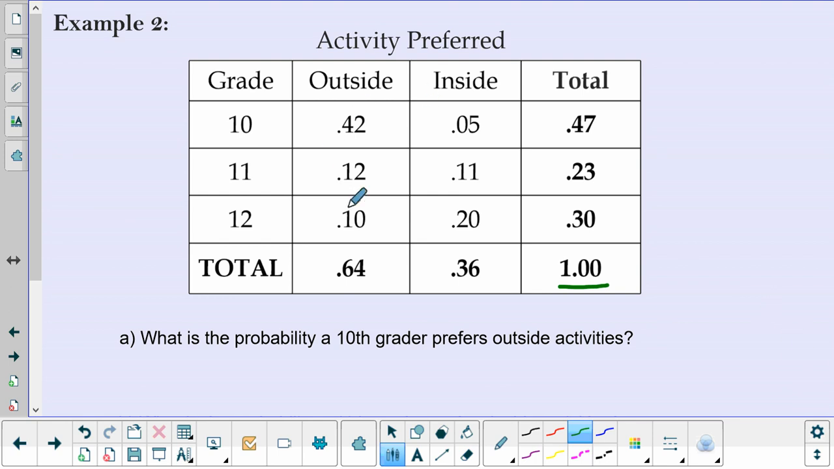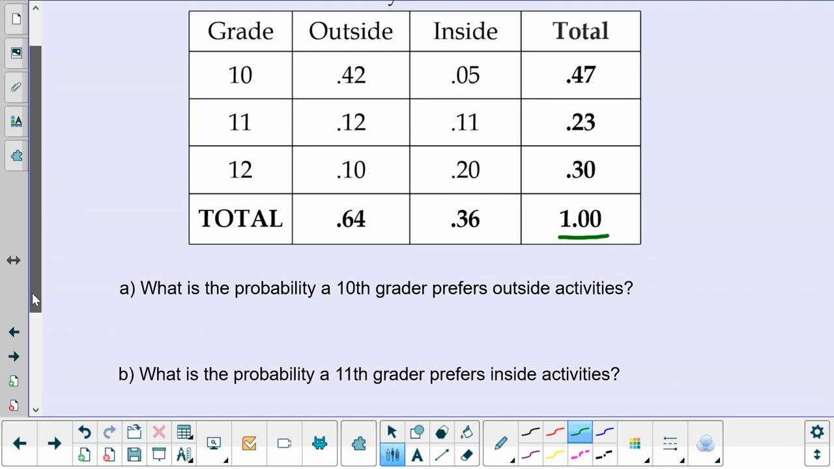Because if you add all of these probabilities inside here, you should get up to 100% of the table, which would be 1.0. So it's just a little bit different way of looking at it. We're not looking at it in terms of counts. We don't know how many people are in this table. We don't know how many people represent this 0.42. We just know that it's 42% of the table that are 10th grade and prefer outside. Okay, hopefully that makes sense when you're looking at the probabilities.